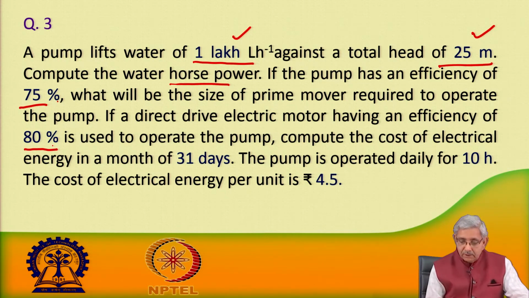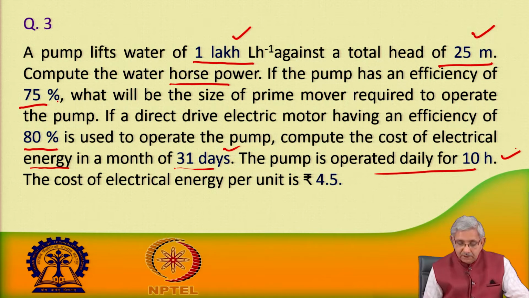Compute the cost of electrical energy in a month of 31 days, if the pump is operated 10 hours daily, and the cost of electrical energy per unit is rupees 4.5. So, 4 rupees 50 paisa per unit is being charged. The pump is operating 31 days, and each day the pump is operated for 10 hours.